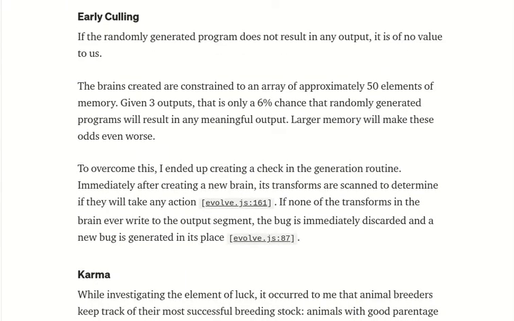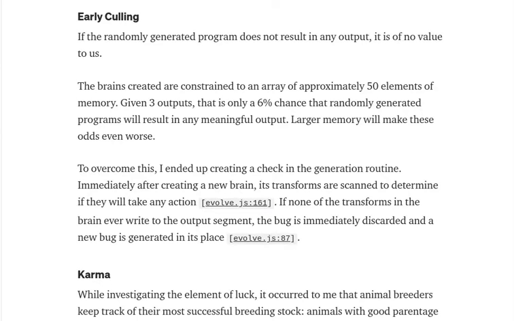If the randomly generated program does not result in any output, it is of no value to us. Basically, if the animal's brain dead. The brains created are constrained to an array of approximately 50 elements of memory. Given 3 outputs, that is only a 6% chance that randomly generated programs will result in any meaningful output. Larger memory will make these odds even worse.